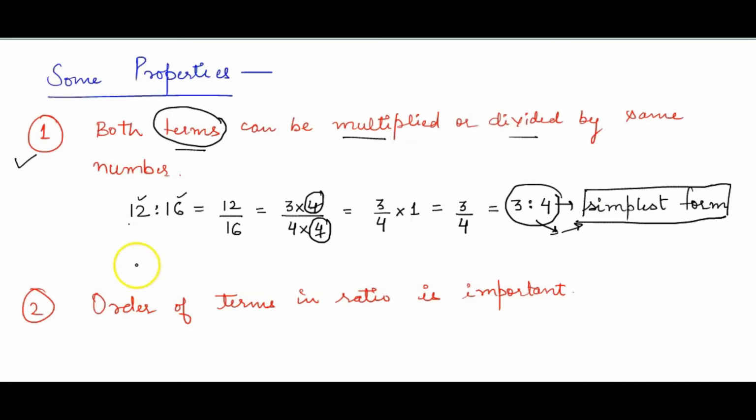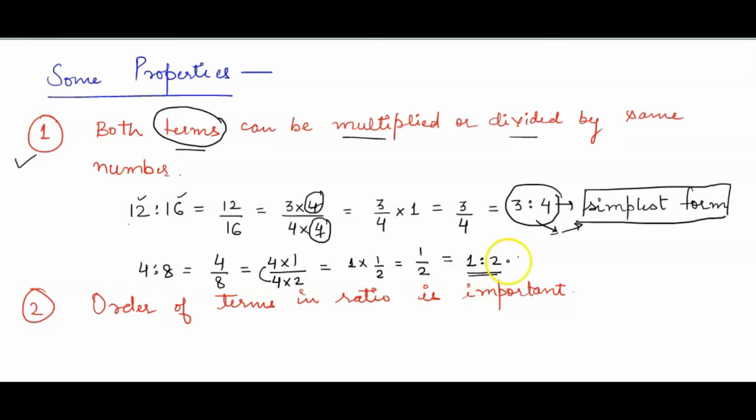Let's take another example, 4:8. This can be written as 4 divided by 8, where 4 can be written as 4 into 1, and 8 can be written as 4 into 2. When we divide 4 by 4, this will be 1, so we get 1 divided by 2, which can be written as the ratio 1:2. We cannot divide it further, so this is our simplest form. So here we have two examples of the first property.